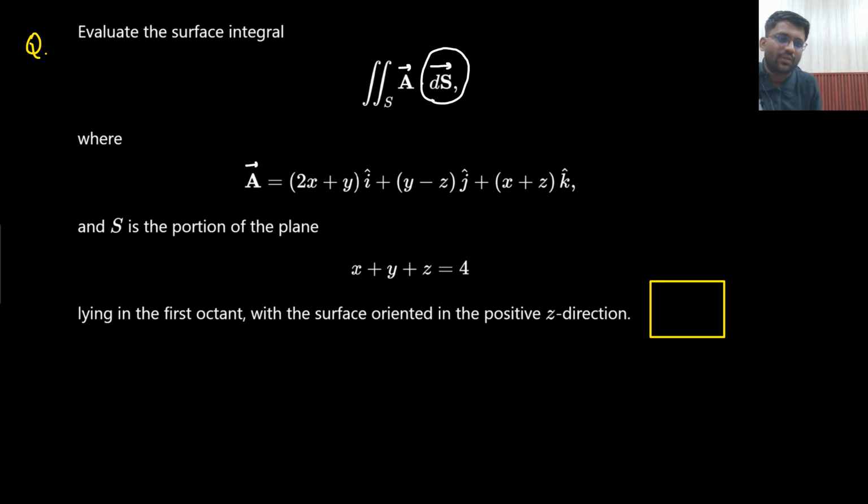Have I taught you this or not? Completely, sir, you have taught us how to write down the ds vector. So first you make the plane. The plane is lying in the first octant. Can you draw the plane? Yes, sir, you can draw the plane. In integral calculus, we have studied how to draw this plane. It will be cutting the x-axis at 4, 0, 0, the y-axis at 0, 4, 0, and the z-axis at 0, 0, 4 in the first octant. Then you need to write down the ds vector.